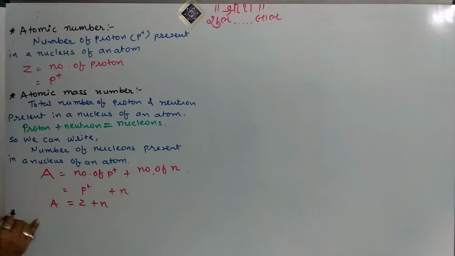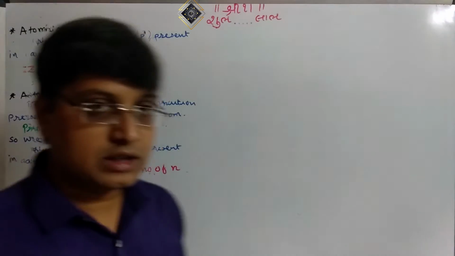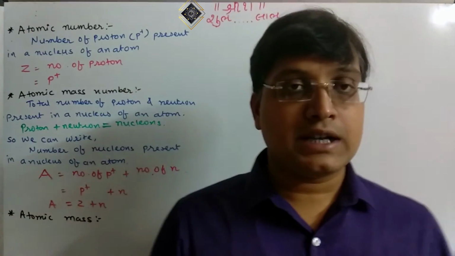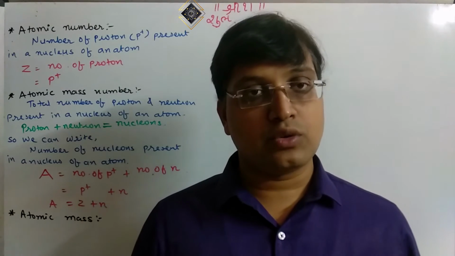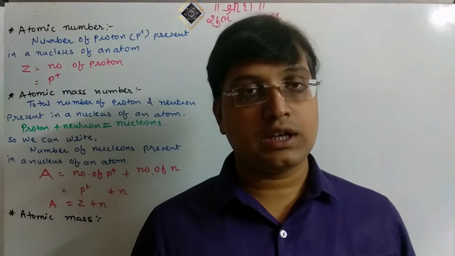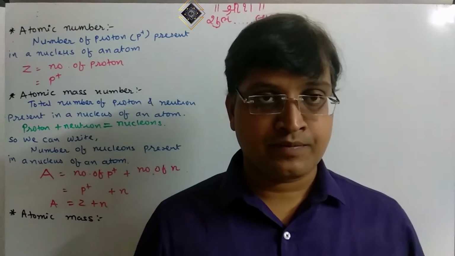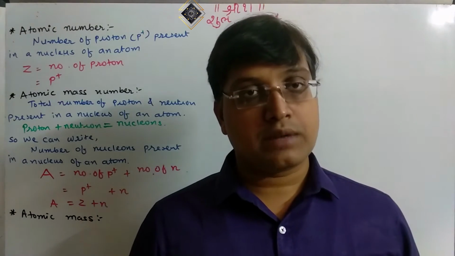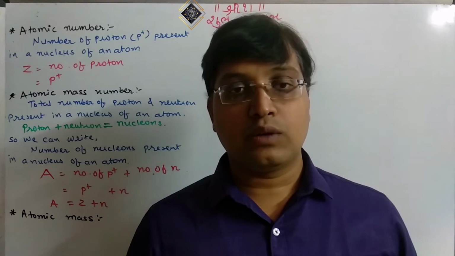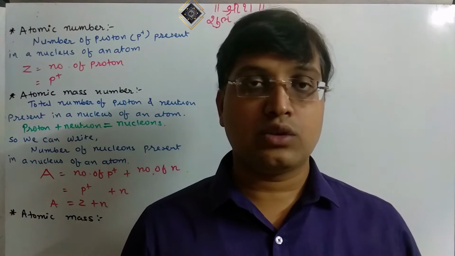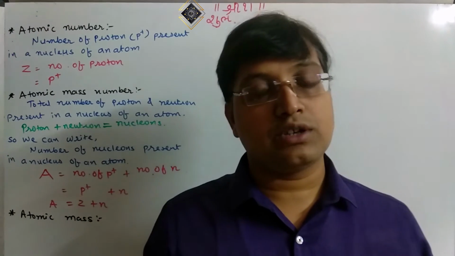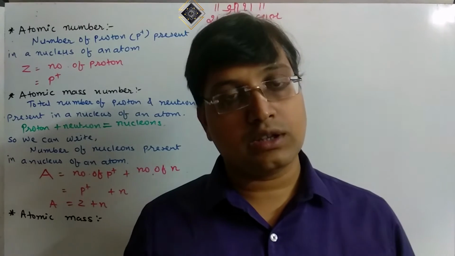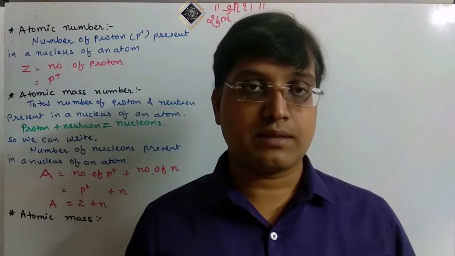Next definition that we have is atomic mass. Atomic mass can be defined as the mass of proton into number of protons plus mass of neutron into number of neutrons in atomic mass unit. 1 AMU, that means 1 atomic mass unit, is equal to 1.67 into 10 raised to minus 24 gram. Therefore, the atomic mass unit for the proton is accepted as 1 and for the neutron is also accepted as 1.